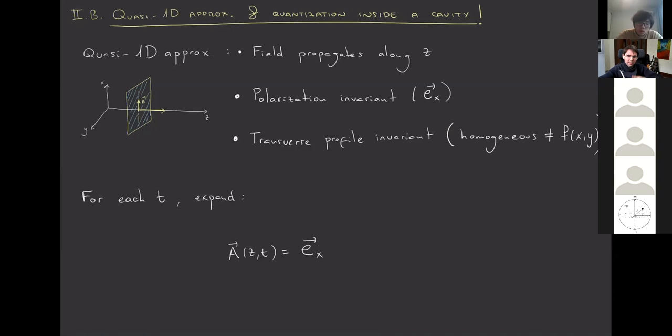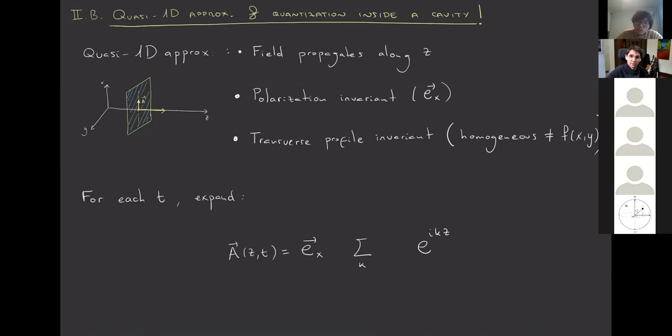But we know that we can expand any function of z that we want in the set of what is usually called plane waves or Fourier spatial modes, just exponentials of i k z. So we can expand any function A of z and t, or any function of z.